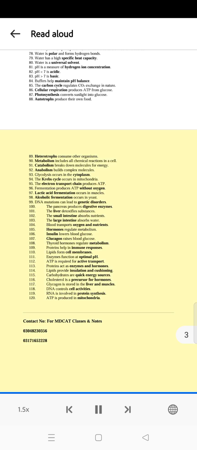Cholesterol is a precursor for hormones. Glycogen is stored in the liver and muscles. DNA controls cell activities. RNA is involved in protein synthesis. ATP is produced in mitochondria.